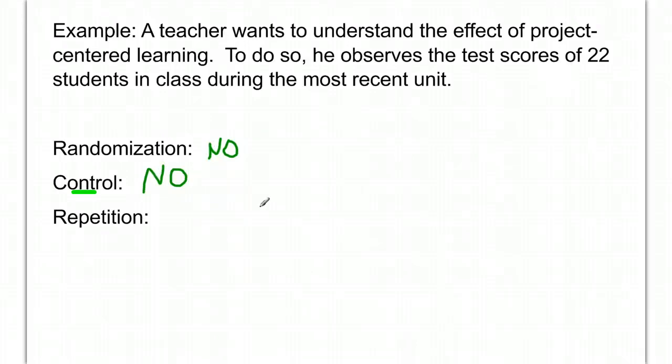Repetition, well, there are 22 students in class, but it looks like this study is only being done on the most recent unit, so at 1 unit. So the repetition is not particularly good. The sample size is okay. 22 is not a terrible sample size for an experiment, but not having any other units to compare to or anything like that makes the repetition pretty bad. So if there was an experiment like this, this would be a very, very poor experiment.